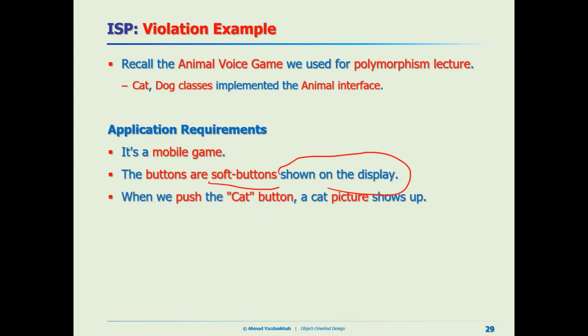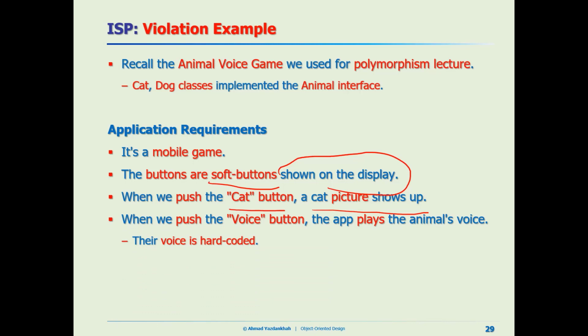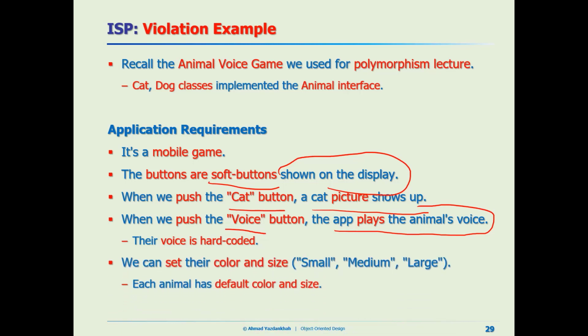And also, when we push the cat button, which is a soft button, the picture of the cat will show up on the screen. And when we push the voice button, the app plays the voice of the animal that we just picked, whose picture is on the screen. And also we have the ability to set the color and the size of the animal.